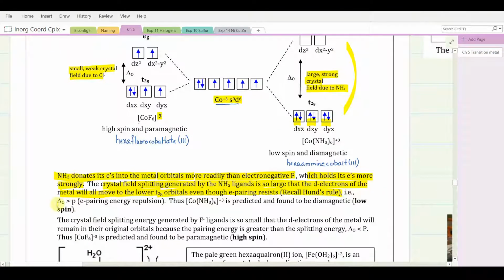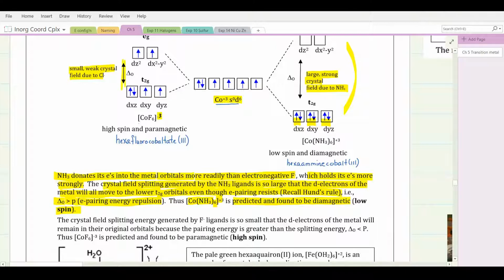The octahedral field splitting energy is greater than the pairing energy repulsion. Thus, hexaamine cobalt 3 is predicted to be found in a diamagnetic low spin state. Do you recall diamagnetic means that there are no unpaired electrons? And we call that a low spin state with fewer unpaired electrons. A high spin state would have more unpaired electrons.